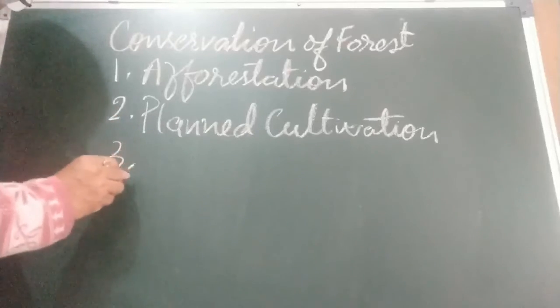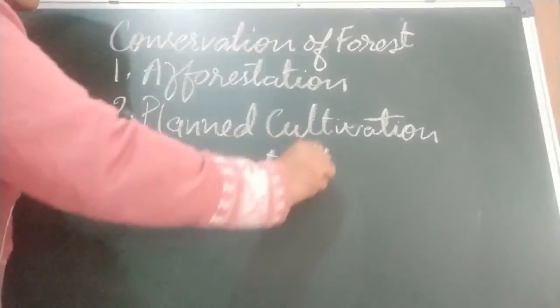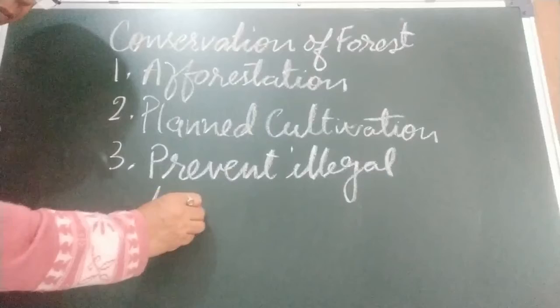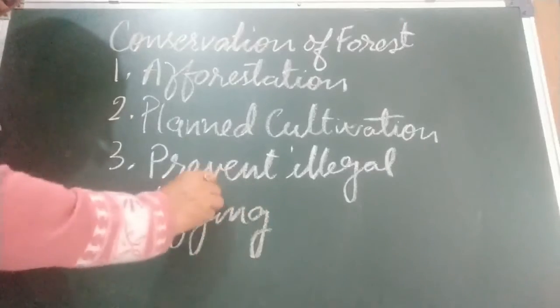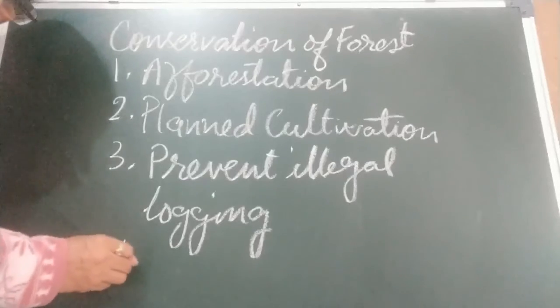Now third is preventing illegal logging. What is this? Cutting of trees. Like some smugglers and all are there, they cut and they sell the trees for their benefit. So the government has already made this a punishable act. Illegal logging has led to a decrease of a lot of trees over the years. The Indian government has laid out rules to prevent illegal logging by making it punishable under law.